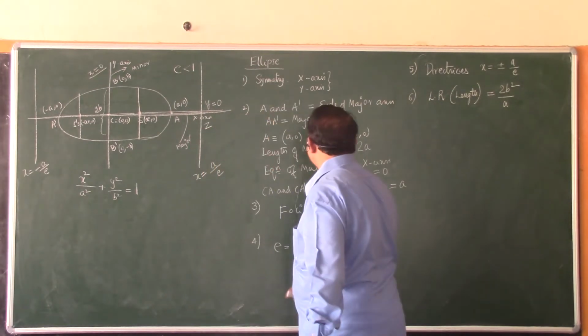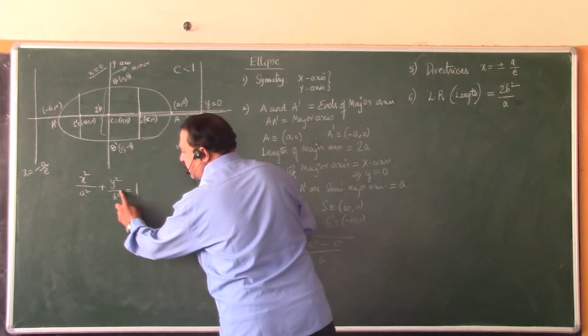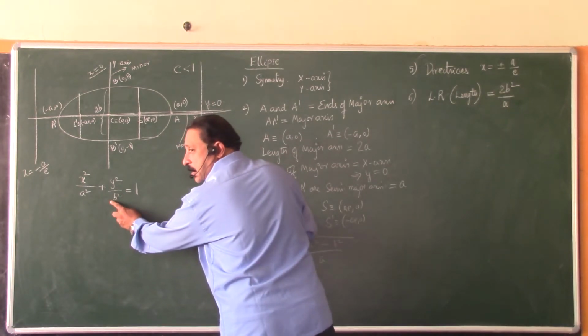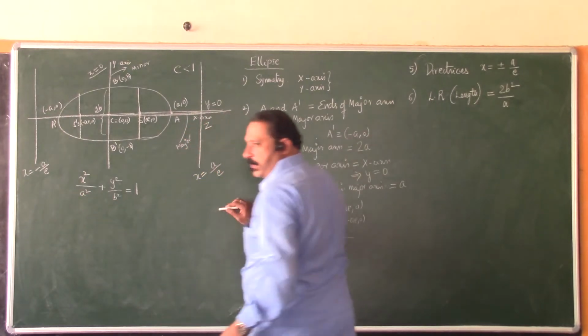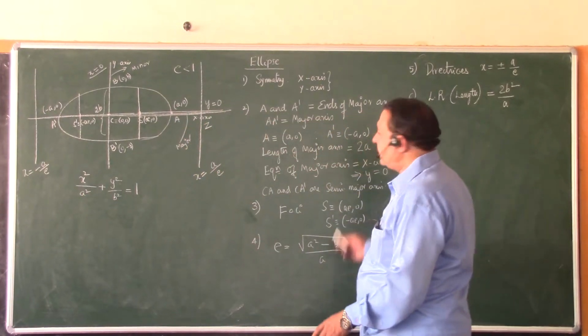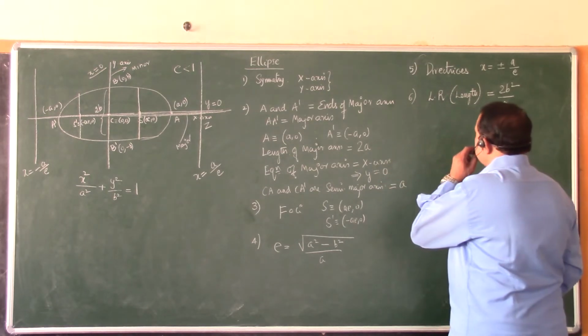Now, what is this b square? This b square is this value of the ellipse. A square is here. You can get the value of a by taking square root. So if you substitute in this formula, you will get the length of the latus rectum.